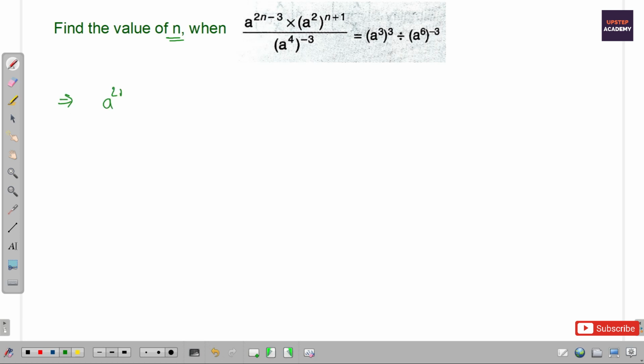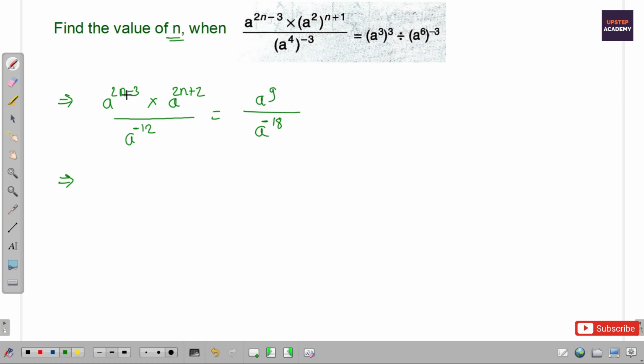A raised to twice n minus 3, we can't do anything in this. We can multiply this 2 into 2 with this n plus 1. So what it will become? Twice n plus 2. According to power law, I have multiplied this 2 with this n plus 1 and it became twice n plus 2. This whole divided by a raised to 4 into 3 will be minus 12 equal to a raised to 9 divided by, I can write it as a raised to 9 divided by a raised to 6 into 3 is 18, but sign will be minus, right?